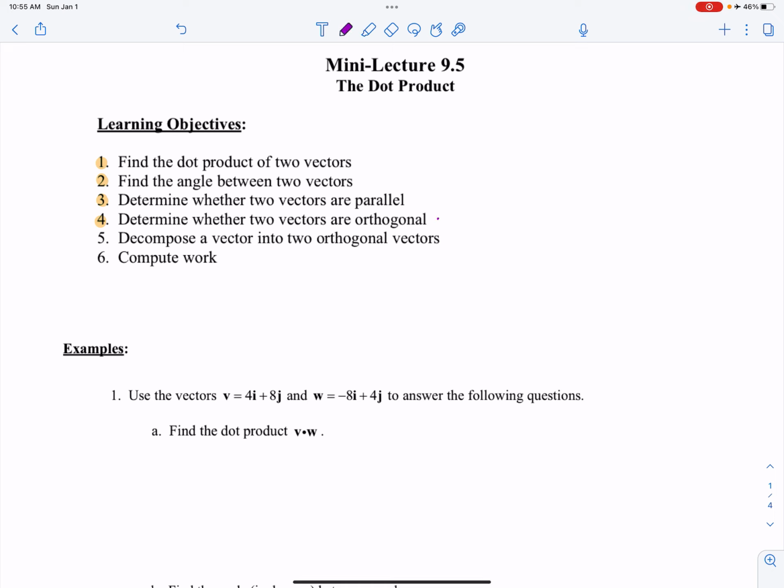Orthogonal is a special word we're going to use for perpendicular. So if one vector is perpendicular to the other, they call it orthogonal. Decompose a vector into two orthogonal vectors, and then compute something called work. So what is the amount of work being done on something?